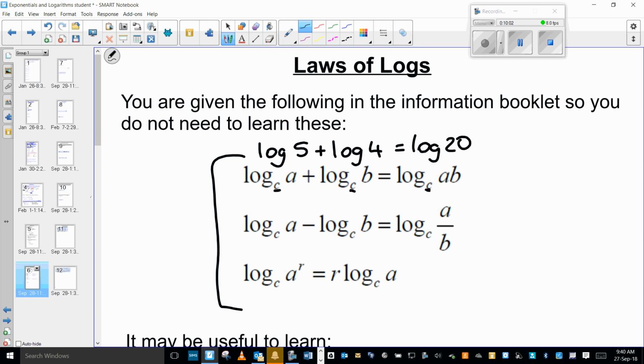Understand? Similarly, if I had a log statement subtract another log statement, I could combine them by dividing my values. So if I had log 12 subtract log 3, that would be log of 12 over 3, which is log 4.